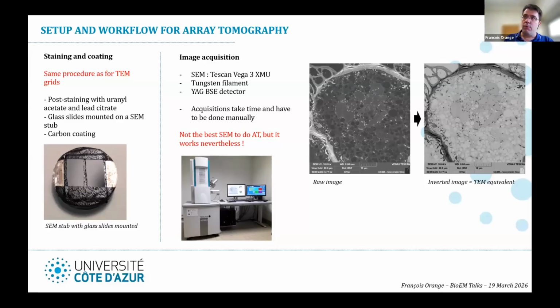Right. For the TEM grid, I would put a drop of, let's say, staining agent. There I will put the drop on the glass slide. Then I will use the same time for the staining as for the TEM grid. Then I will rinse with some water, and that's it. I haven't invented anything for this. I just took it for the sake of simplicity. It's the same procedure as for the TEM grid.